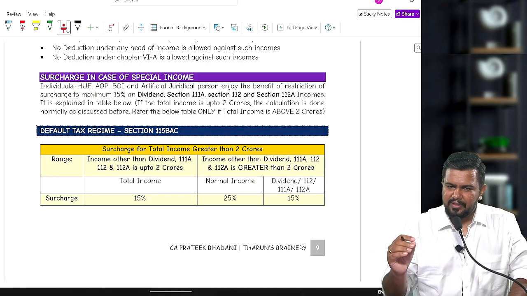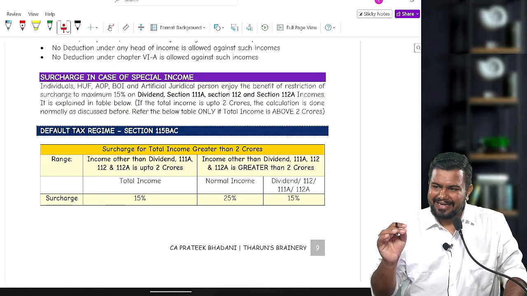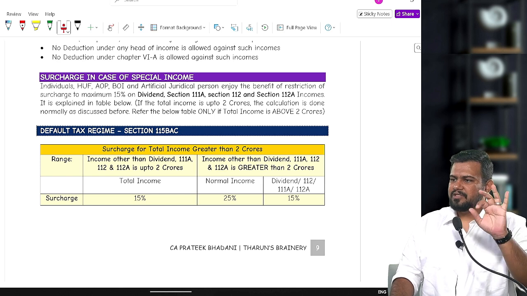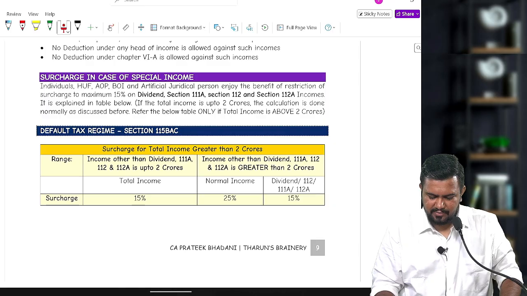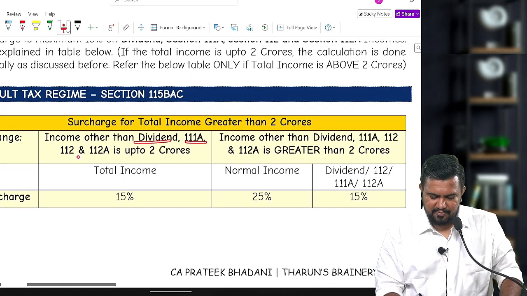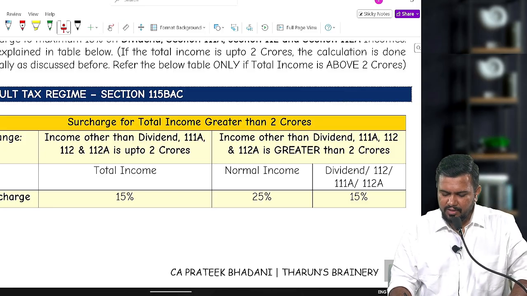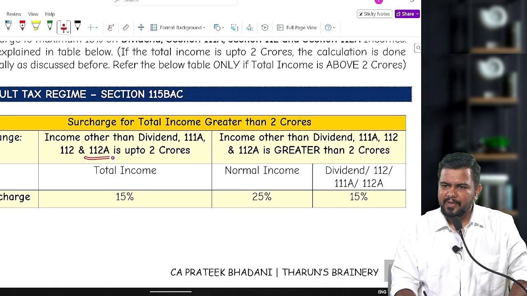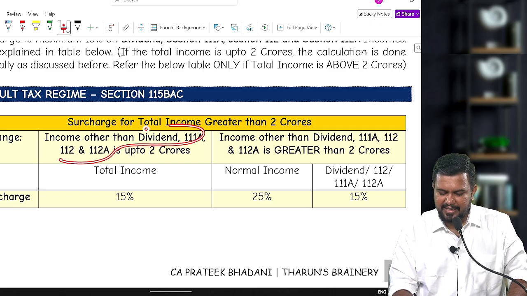So to stop this, the finance minister came and announced that on certain categories of income, the surcharge will be only 15%. Maximum 15%. Above that we are not going to charge. What are those incomes? Dividend income, 111A income, 112 income and 112A income. So 112 long-term capital gain, 112A long-term capital gain special case, 111A short-term capital gain special case, and dividend income.